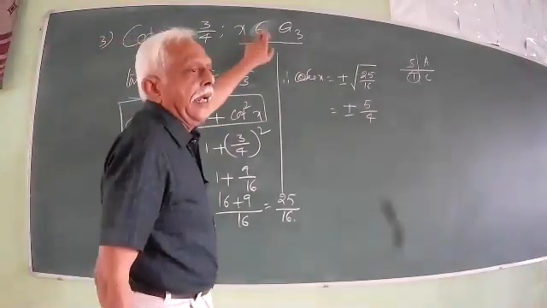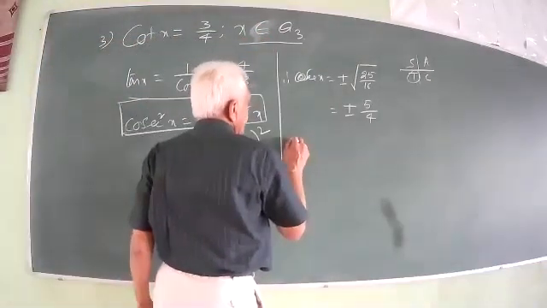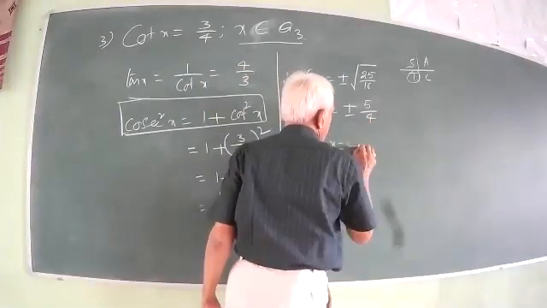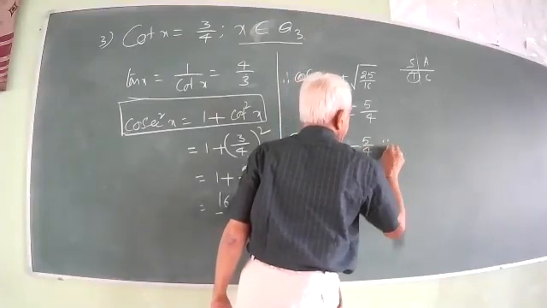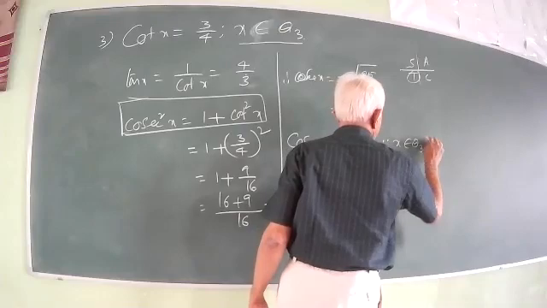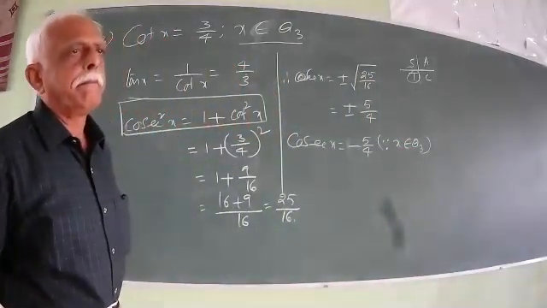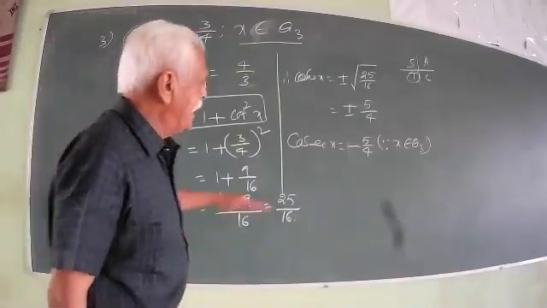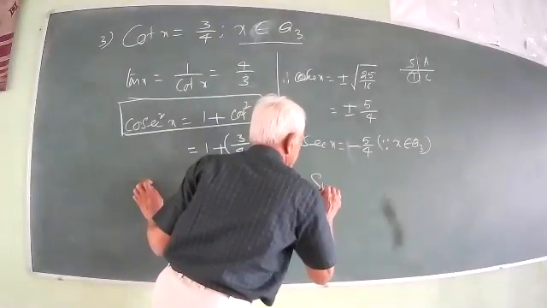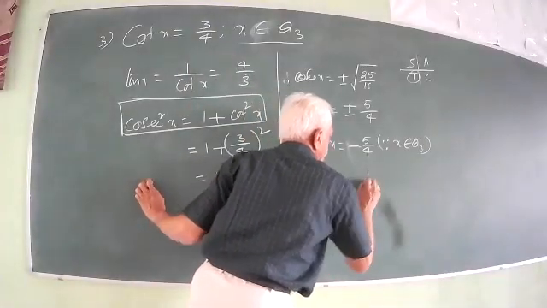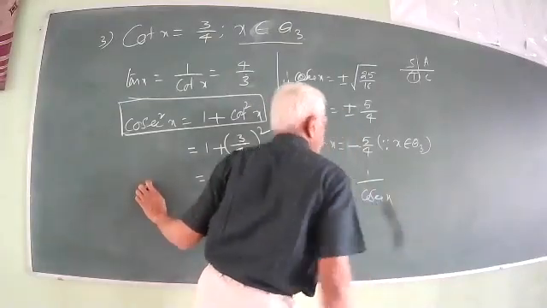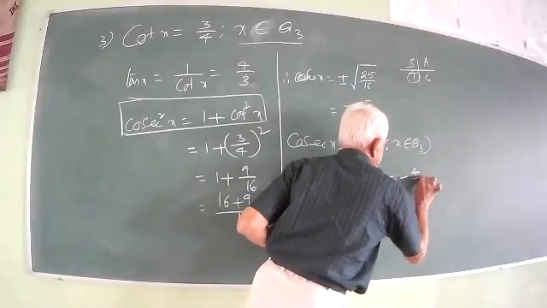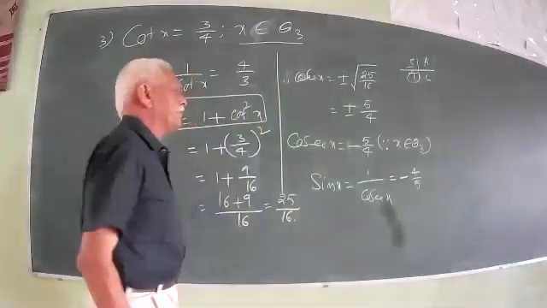Now x lies in Q3. Cosecant is equal to minus 5 by 4, since x belongs to Q3. Sin x is nothing but the reciprocal of cosecant. Sin x is equal to 1 by cosecant x. Take the reciprocal of this, it is nothing but minus 4 by 5.